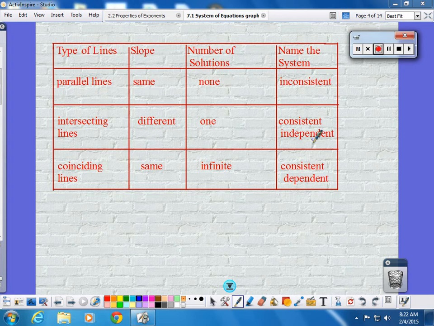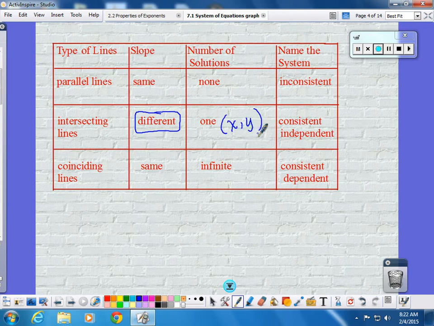A consistent independent system of equations, when you graph them, you get intersecting lines, whether they're perpendicular or they have some other slope, it doesn't matter. Their slopes are always different. That's the key thing to remember. And they have one ordered pair as a solution.